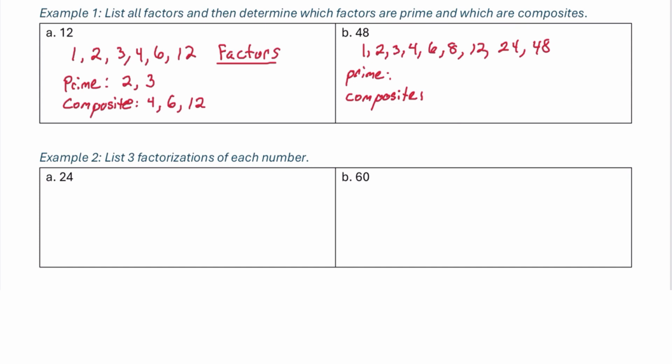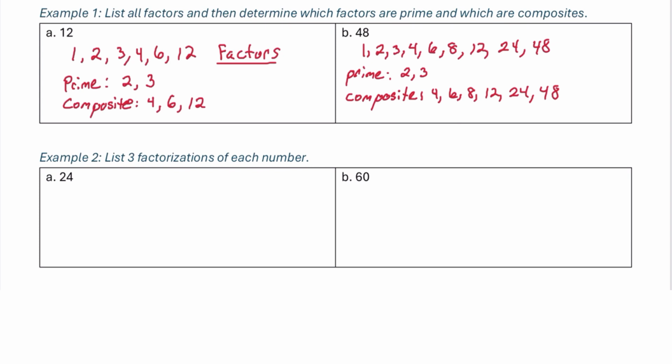Prime numbers have two factors, 1 and itself. 2 is prime and 3 is prime. All of the others have more than two factors, so the others are composite. 4, 6, 8, 12, 24, and 48 are all composite because they have more than two factors.